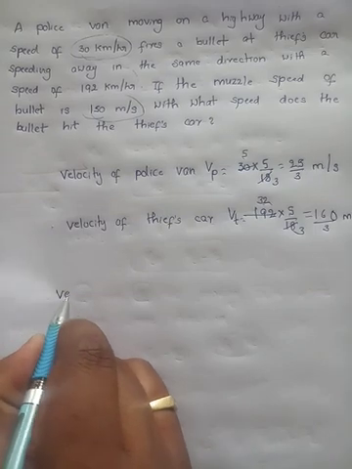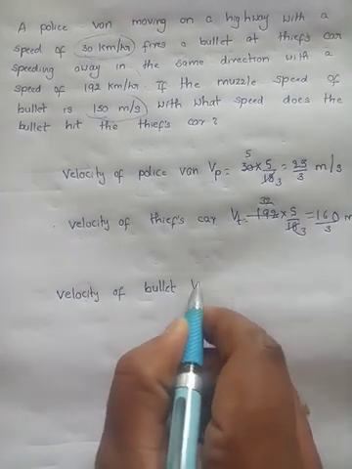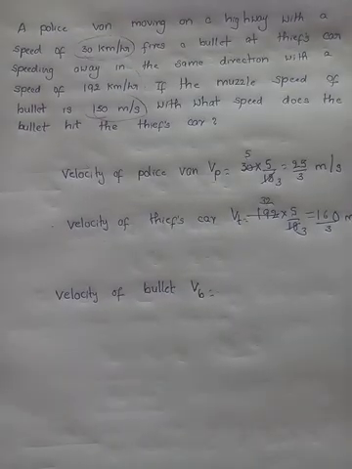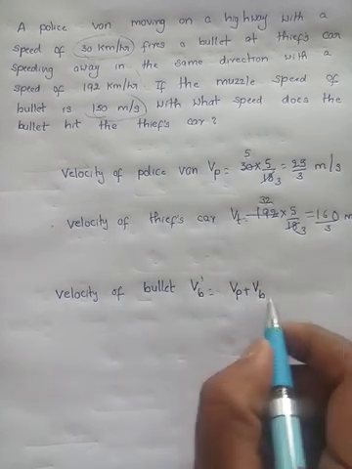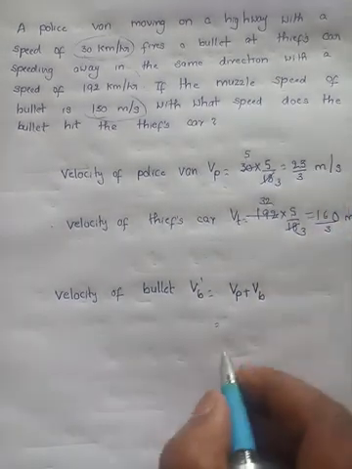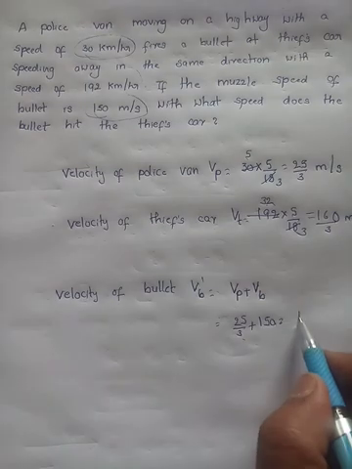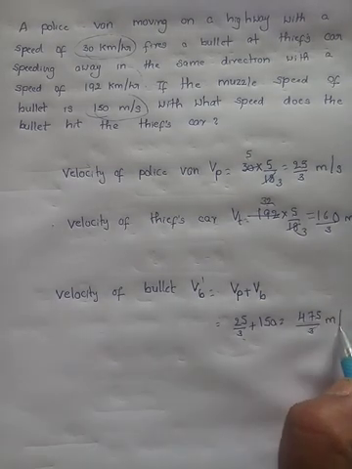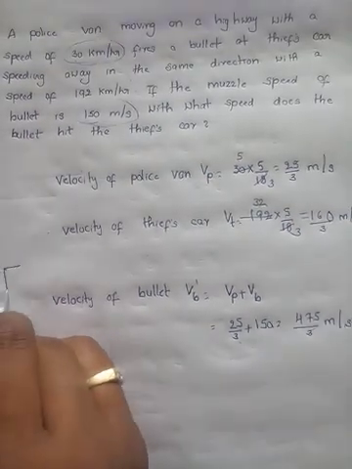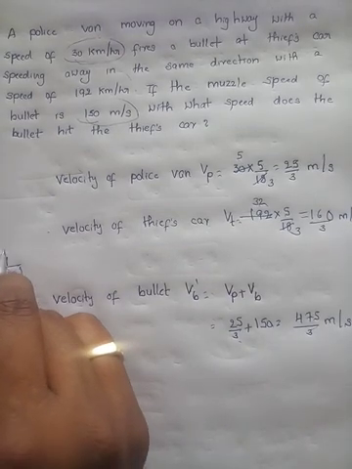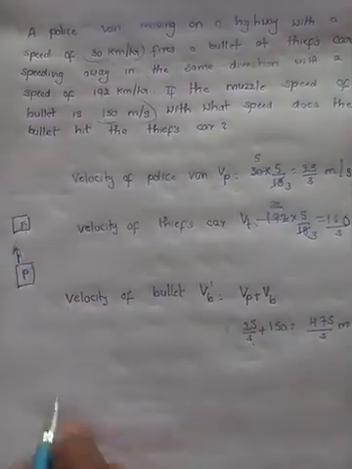Now, the velocity of the bullet. Here you should notice that since the bullet is fired from the police van, we should consider the velocity of the police van as well as the velocity of the bullet. So the velocity of the bullet is 25 by 3 plus 150. 3 into 150 is 450, so you finally get 475 by 3 meter per second. So the bullet is moving with 475 by 3. Assume this is the police van, and they fired a bullet towards the thief's car. Both are moving along the same direction, right?